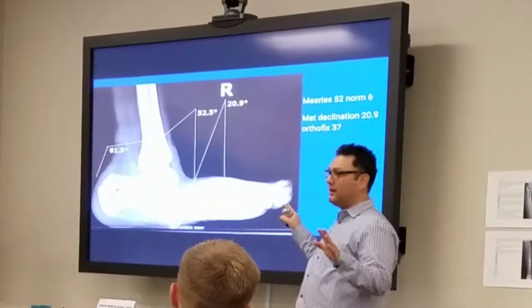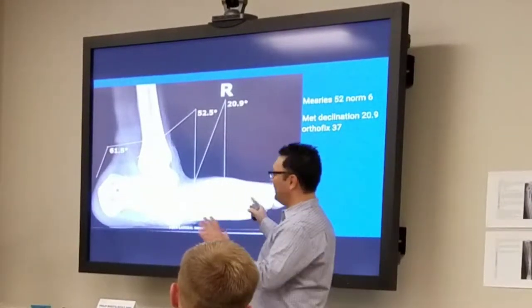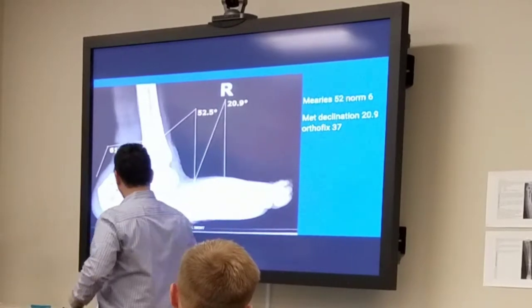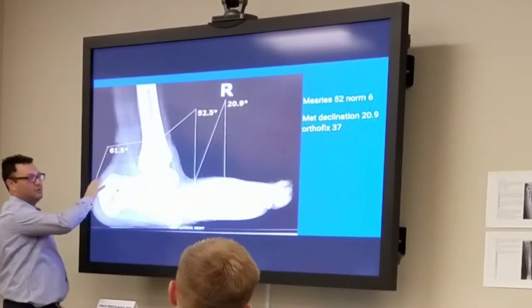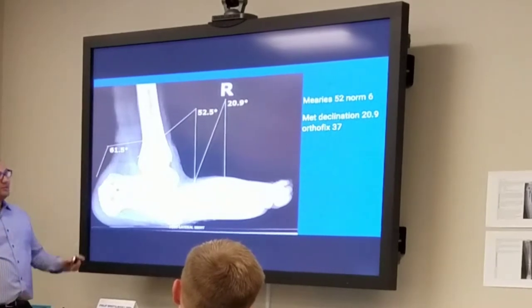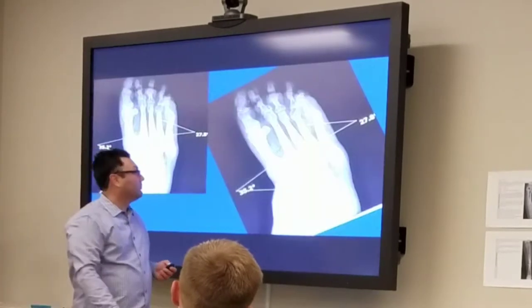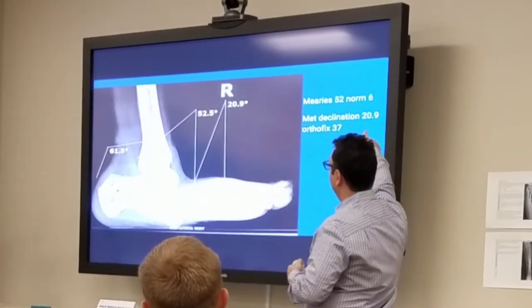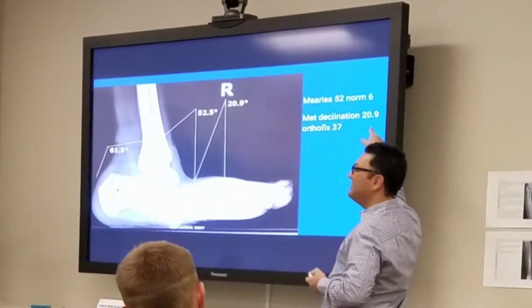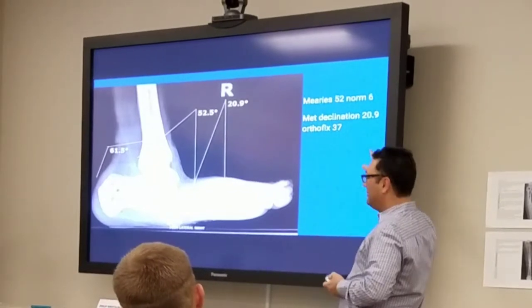This is not for acute correction, but this needs a correction in two planes. I need the forefoot portion and the hindfoot portion to be corrected in a gradual fashion. This can't be done in one step. So I got a 52 degree Meary angle, and the normal is a plus 6, which makes it a 58 degree deformity. It's a big deformity.